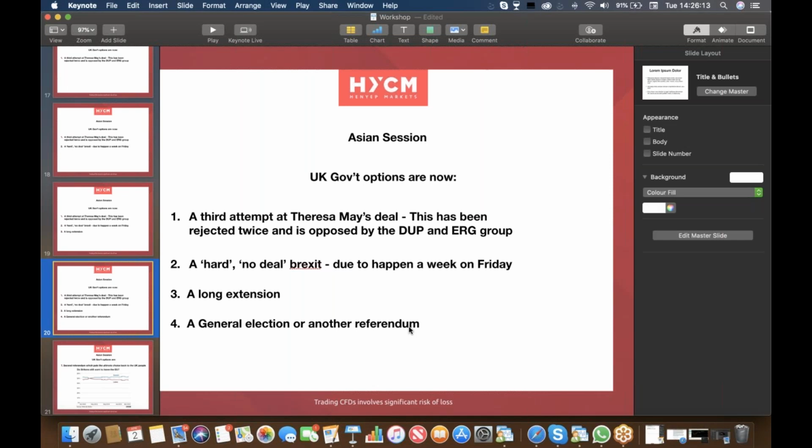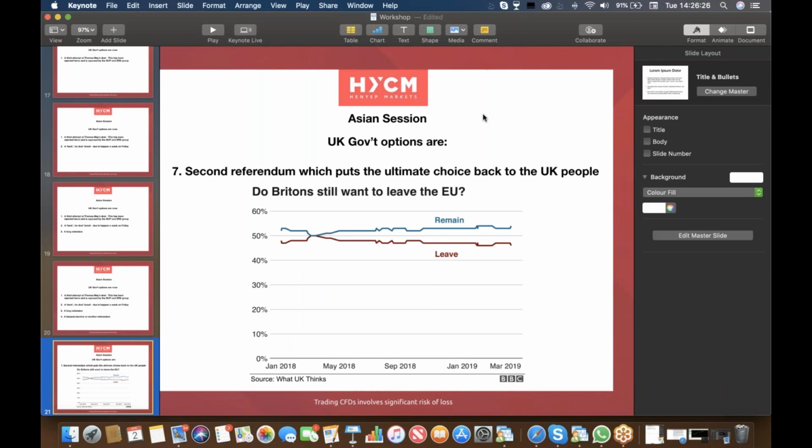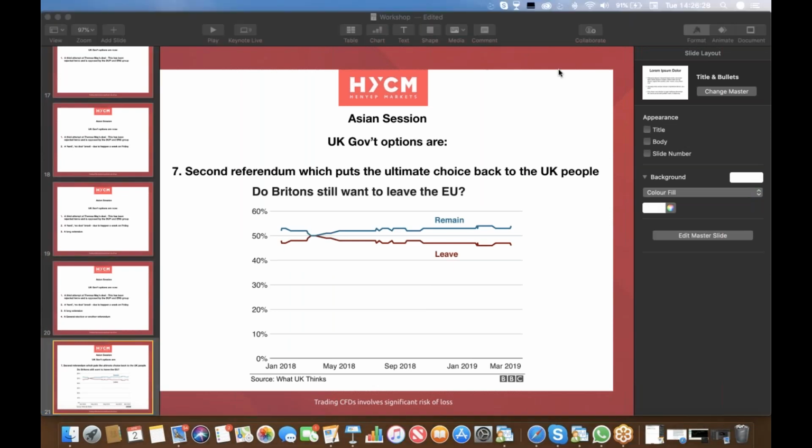Now, if there is another referendum, and it's to do with whether Britain wants to stay in the EU or leave it, I don't think that will happen. But if it did, these are the current polls on leaving the EU amongst British people. Britain did vote to leave the EU, but the view now in the polls is that more than 50% would want the UK to remain within the EU.